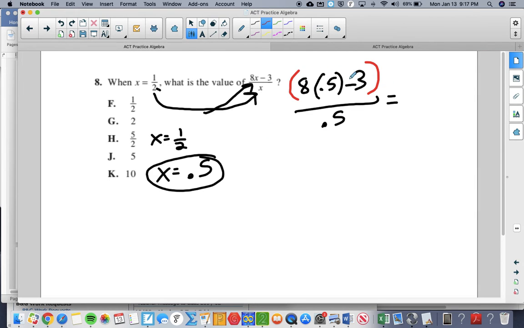So you get 4 minus 3, which is 1, and then divided by 0.5. So this you plug into your calculator, and the top is twice as big as the bottom. So the answer is 2. So there we are. Answer is the letter G. Next one.